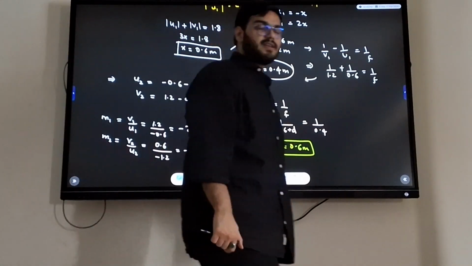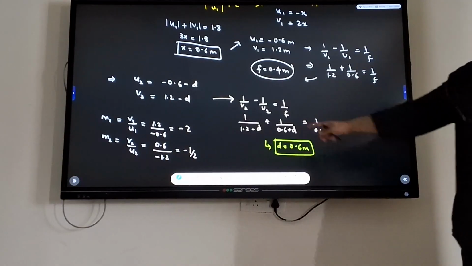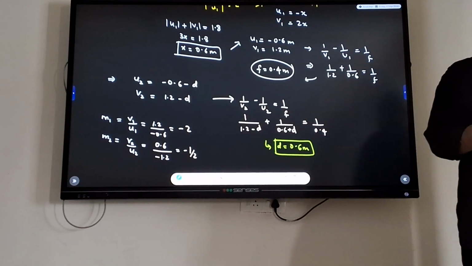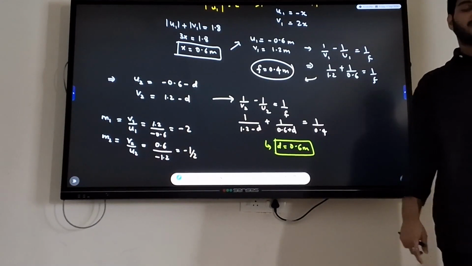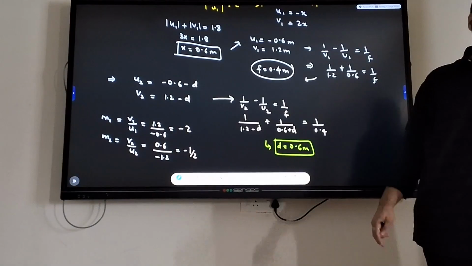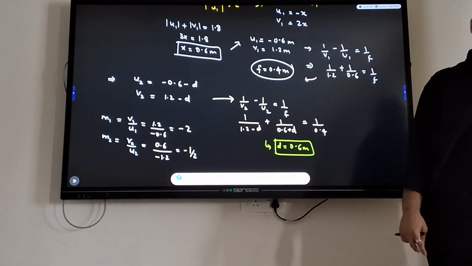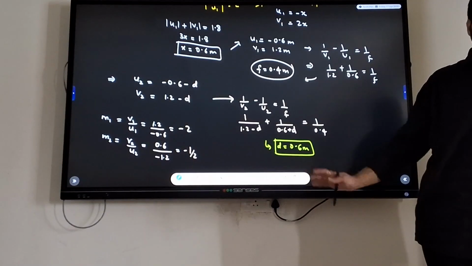Just by looking at the values, can you predict what kind of images they will form? What about for lens L1? Magnification negative 2, so enlarged. Real, inverted, enlarged. What about the lens L2? Real, inverted, diminished. Can you make the ray diagrams yourselves? Try to attempt it, okay?